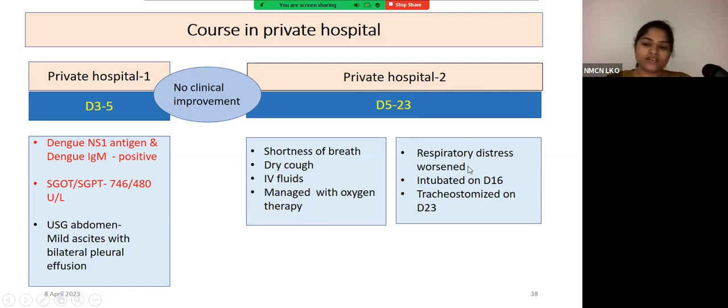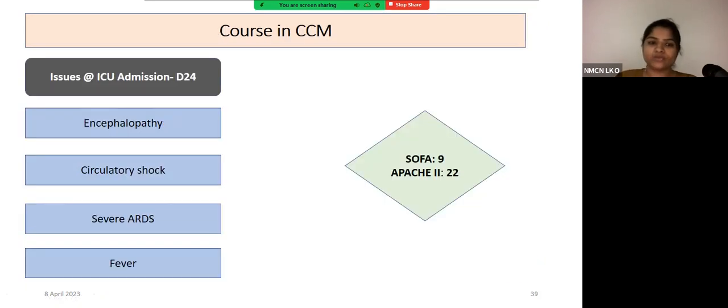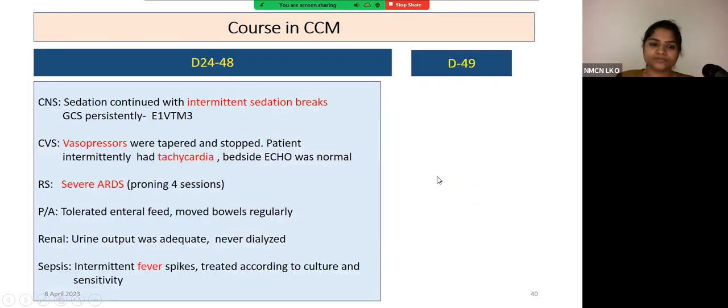In view of respiratory distress, she was intubated and she was also tracheostomized on day 23. As there was no clinical improvement, she came to SGPGI, and at admission, she had encephalopathy, circulatory shock, severe ARDS, and fever. Her SOFA was 9 and APACHE was 22 on admission.